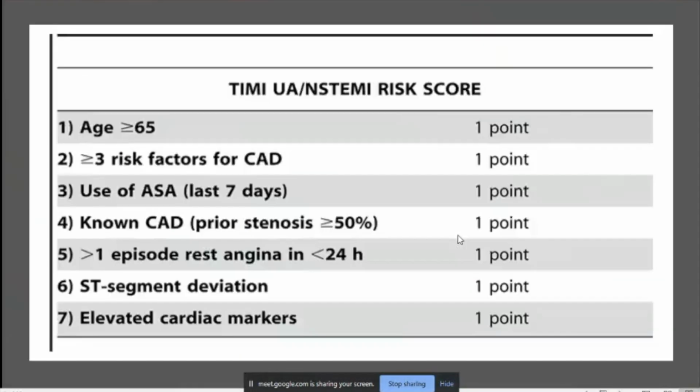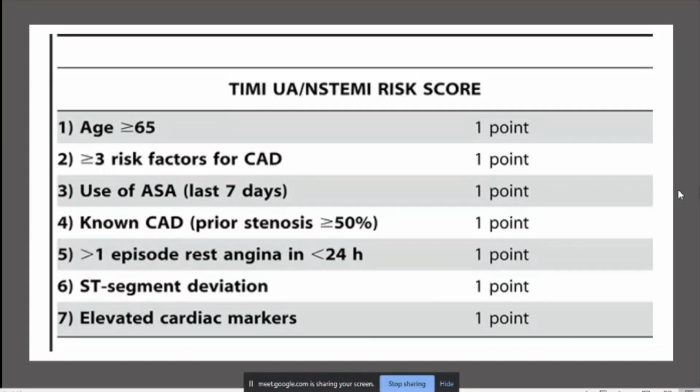Now, here's the TIMI score that I discussed with you guys, right? So TIMI score is nothing but the thrombolysis in myocardial infarction score. So how do we do the TIMI score? If the patient is above 65, they get 1 point. If the patient has more than 3 cardiac risk factors for CAD, the patient gets 1 point.